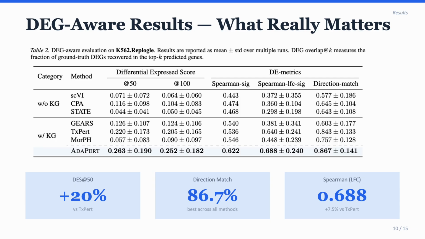And finally, the results I really care about are the DEG level metrics, because in the real world, that's what actually matters to a biologist. On the DEG overlap score, we improved by 20% over TXPERT. We also outperform every other method on direction match, Spearman correlation of fold changes, and the significance score. These numbers prove AdaPert is capturing the real biological changes. We are not just fitting background patterns, we are actually understanding the perturbation signals.